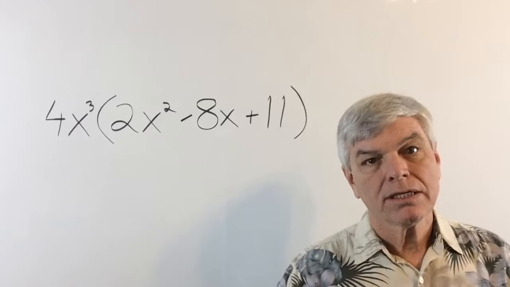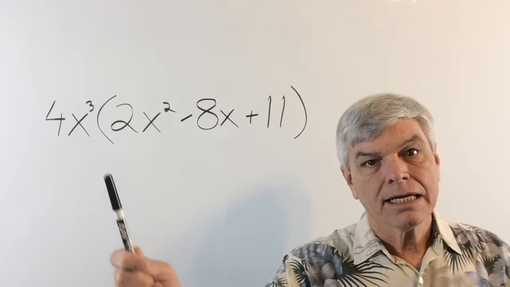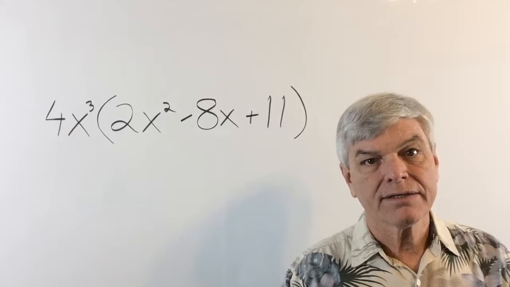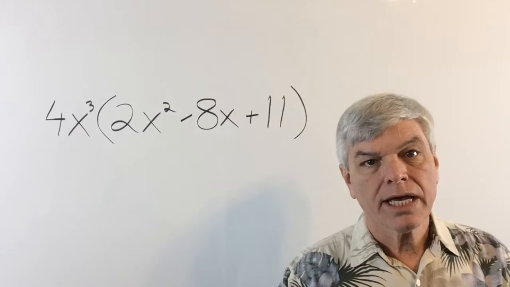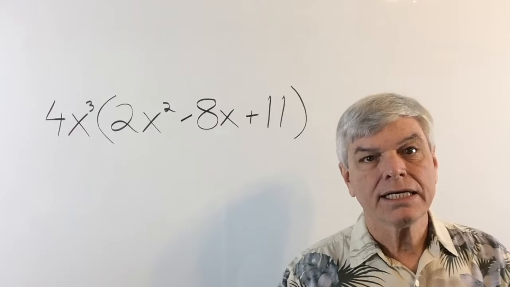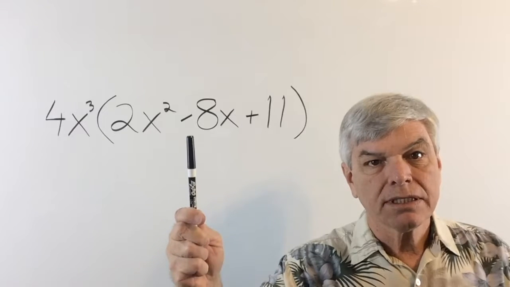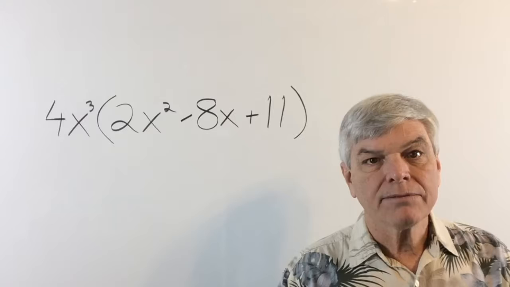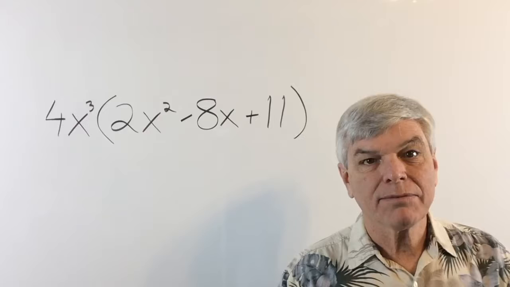I hope so. The first term is going to be what? 4 times 2, that's going to be 8. And x cubed times x squared is going to be x to the 5th. Remember, we're adding our exponents. Okay, and so the next term would be 4x cubed times negative 8x. And so our answer is going to be negative 8 times 4 is 32. X cubed times x is going to be x to the 4th.